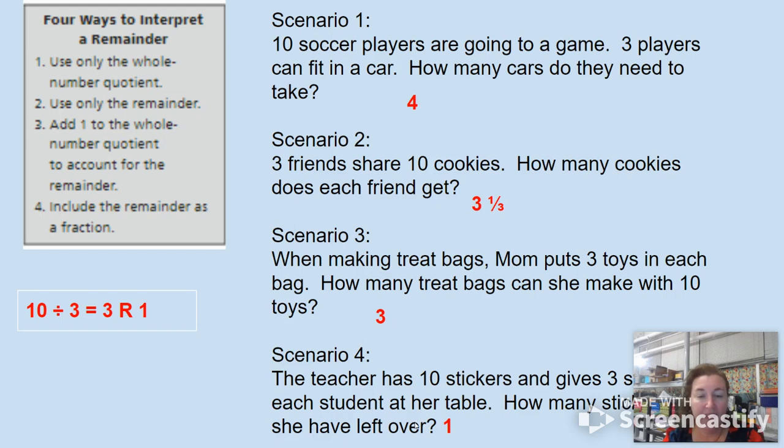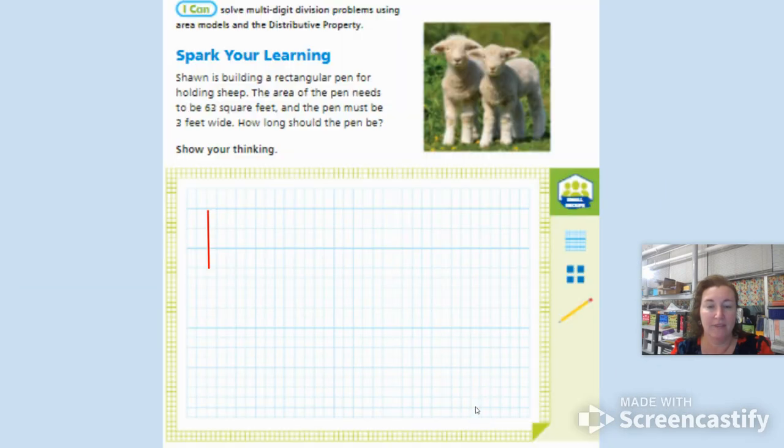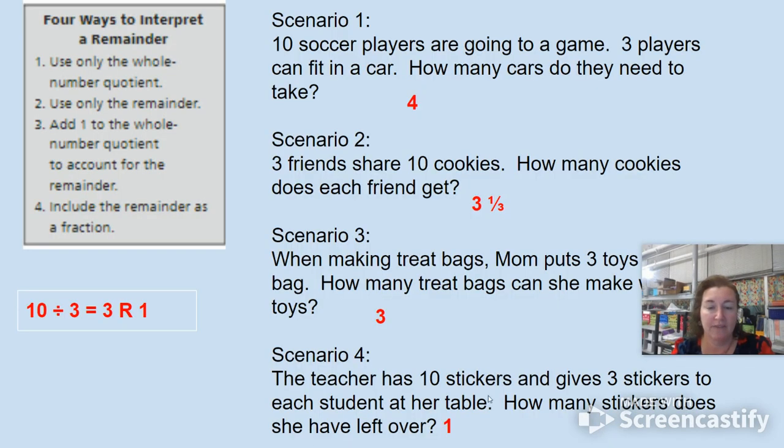And then finally, this question, if you pay attention to it, let me move my picture. It's specifically asking how many are left over. How many are left over? If it's asking how many are left over, we're just going to write the remainder on there.